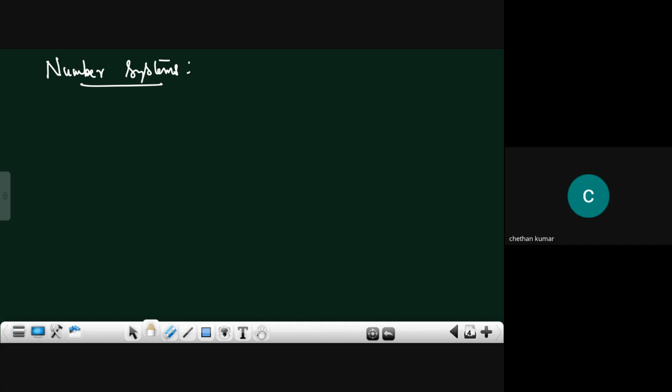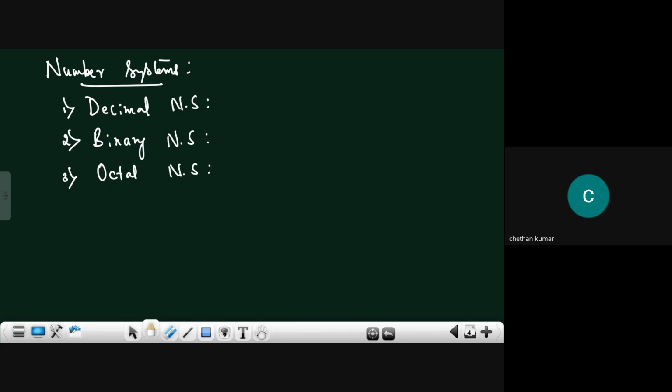Correct. So what are the number systems? For daily usage, we use a number system called what? The decimal number system. And the second type of number system is what? The binary number system. All your digital circuits understand only two distinct values, zeros and ones. The other number system is what? The octal number system. The other number system is what? The hexadecimal number system. So why do we need an octal number system and a hexadecimal number system?